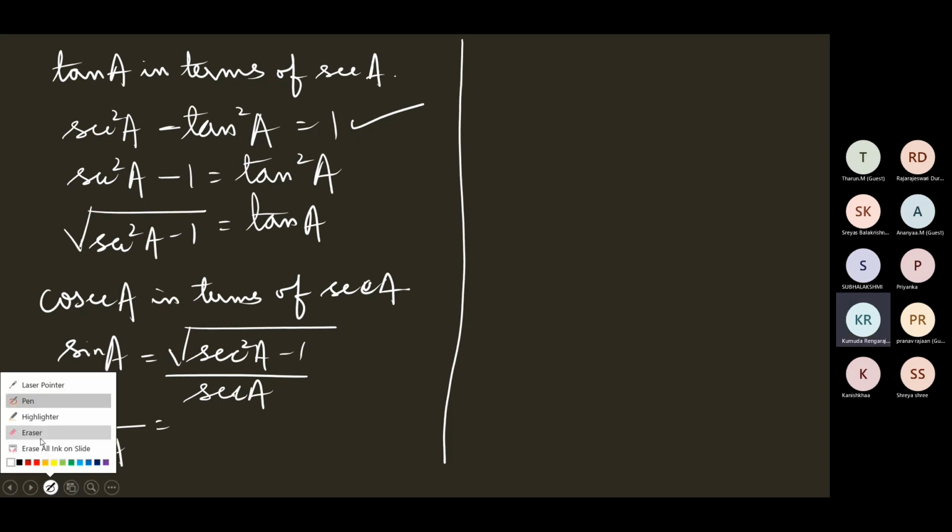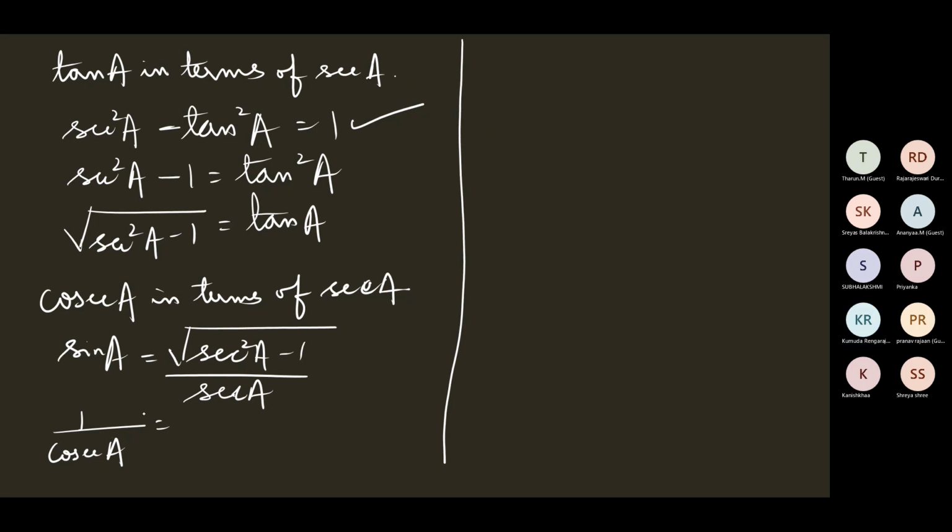Let me do this and then tell you the other one. Sine A can also be written as 1 by cosecant A, and we have not taken reciprocals. So 1 by cosecant A is equal to the square root of secant square A minus 1 by secant A. Don't get confused: why are you writing the RHS as it is? Don't you have to take the reciprocal? No, because we have not taken the reciprocal in the LHS either. Only if you take the reciprocal of the LHS do you have to take the reciprocal of the RHS.